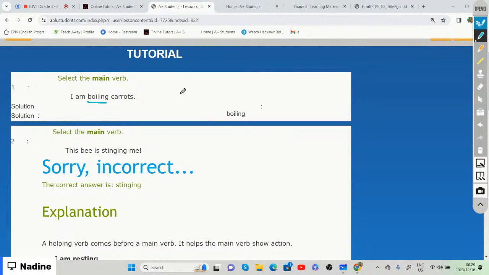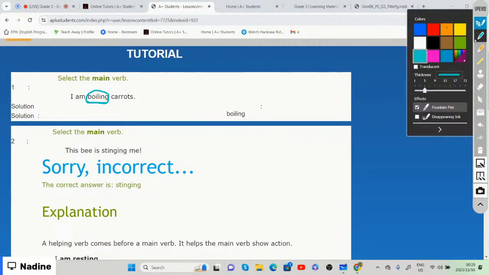So that is just our main verb without even the helping verb, which is boiling. And if we were to select our helping verb, it will be am. So am is the helping verb. And yes, boiling is correct. Boiling is our main verb, and am is our helping verb.